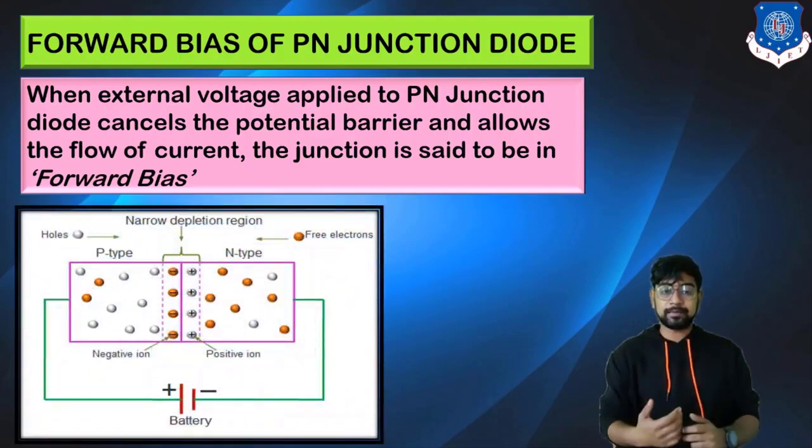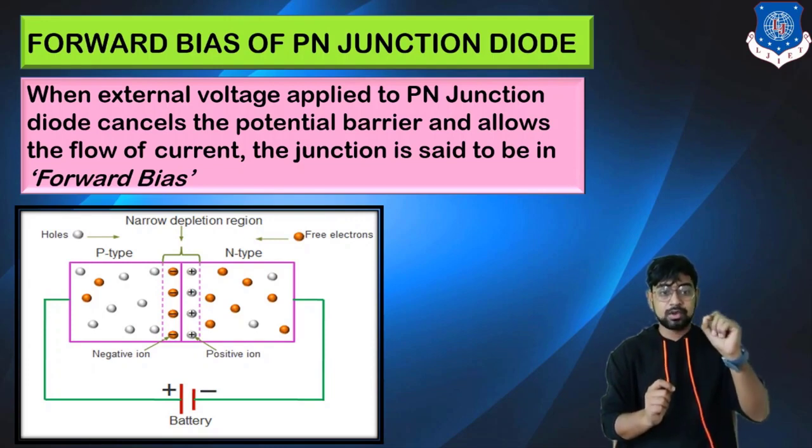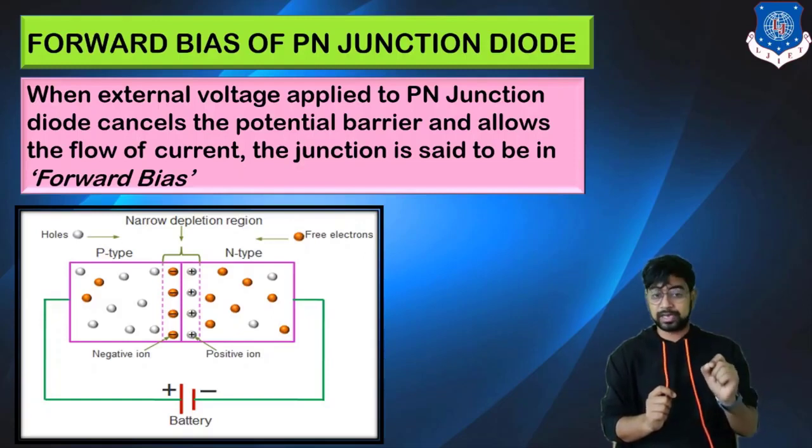So how is it happening? You can see forward bias means the P end, the positive end of the semiconducting device, that is the PN junction diode, is connected to the positive terminal of the battery.